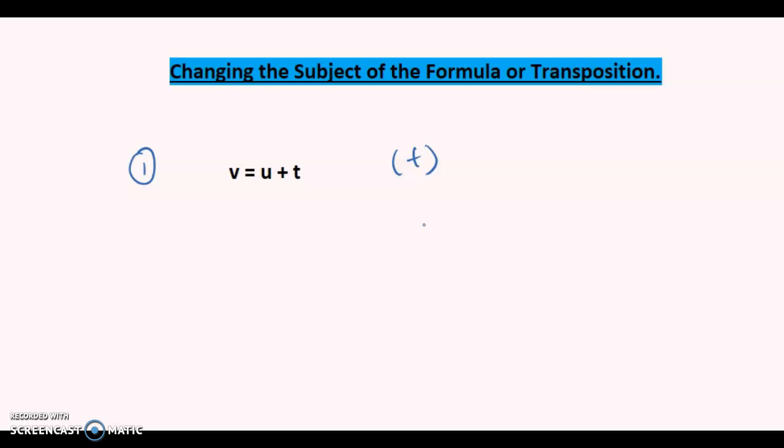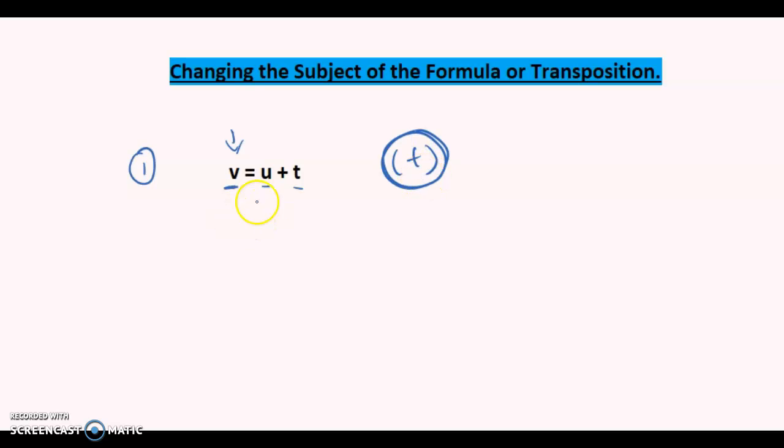Okay, so what does transposition mean? Transposition, or changing the subject of the formula, simply means we are changing the variable that is there by itself, right, on one side. Now, right now, this v here is by himself on this side. So v is the subject of the formula currently. However, they could ask you to change the subject of the formula to any variable here, u or t. So this in brackets tells us that they want us to change it to t being the subject.